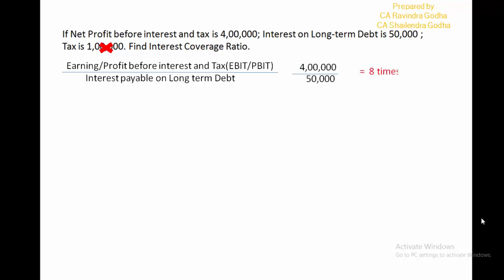So the answer is 8 times. Direct values are given, so you do not have to add or deduct anything. Just put the values in the formula. Next question.